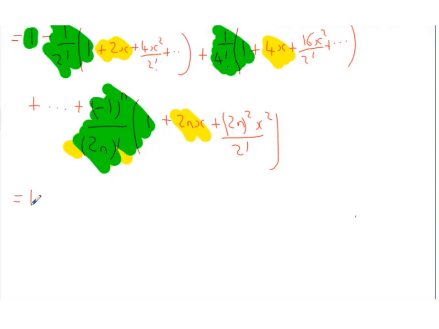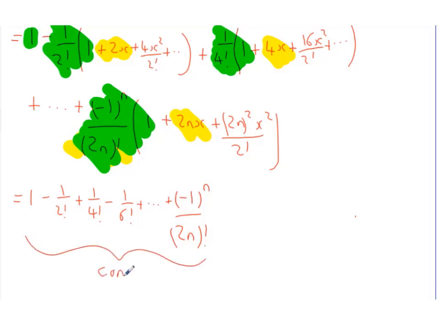So we're going to have 1 minus 1 over 2 factorial plus 1 over 4 factorial minus 1 over 6 factorial and so on, all the way up to the last term, plus minus 1 to the n over 2n factorial. Remember, all of these will just be multiplied by 1, so this is a constant term, clearly non-zero, and then plus, well, we've got our x term, so I'm just going to pull an x out there.